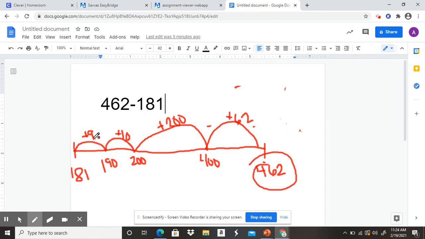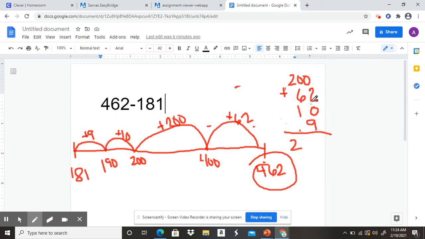Now that I have figured out how much is in between, I need to total those up. So I'll come out here to the side. I'll have 200 plus 62 plus 10 plus 9, okay?